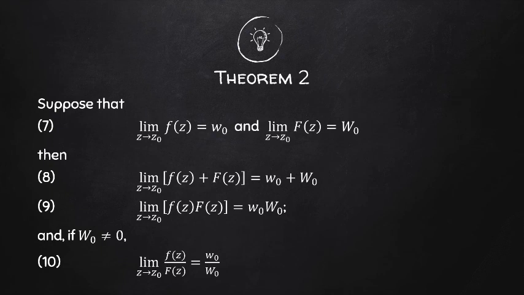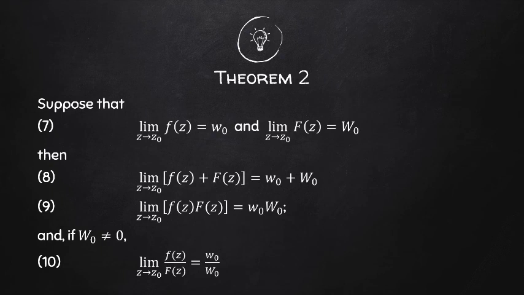And then the limit as z tends to z0 of f(z) times big F(z) is equal to w0 times big W0. If big W0 is not equal to 0, then the limit as z tends to z0 of f(z) over big F(z) is equal to w0 over big W0.